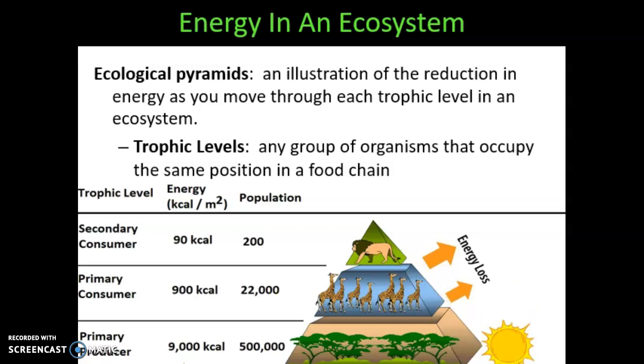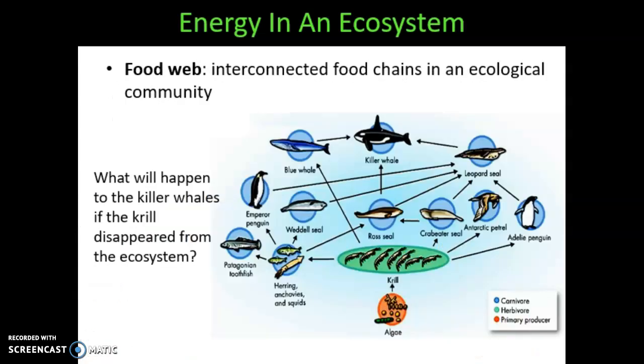The last diagram I need to talk to you guys about is a food web. And a food web is nothing more than a bunch of tangled up food chains that show how energy flows through an entire ecosystem. Now, most students already know how to read a food web and are very, very comfortable with it. But let me give you an example anyway.